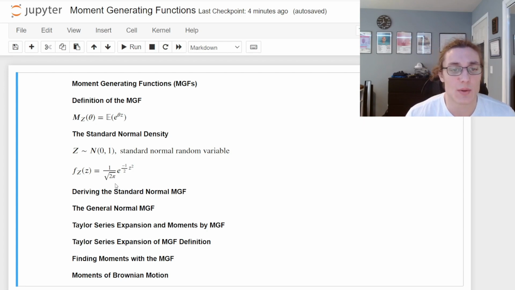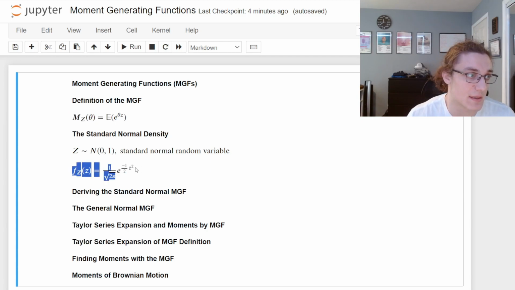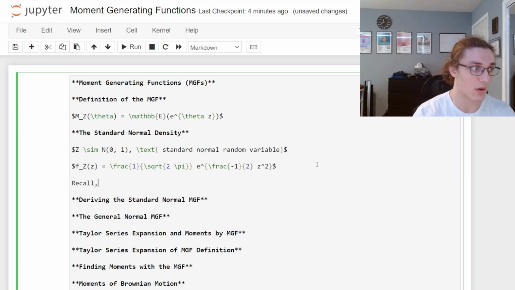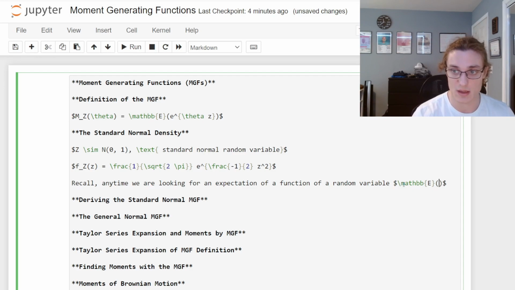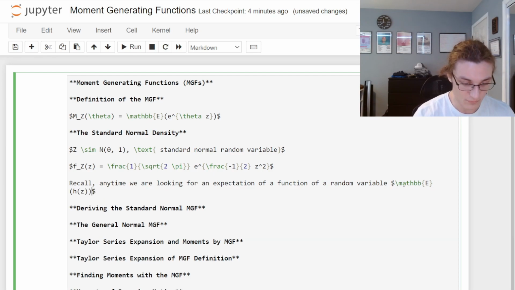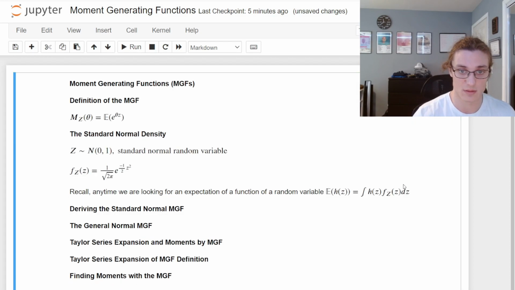All right. So how do we go about finding the moment generating function? Well, we know the definition here, right? And we also have our density function. We know that anytime we're given an expectation, I'm just going to go ahead and put that here. Recall, anytime we are looking for an expectation of a function of a random variable, because at the end of the day, that's all this is. e to the theta Z is a function of random variable Z. Here, we're going to recall that the expectation of h of Z is going to be given by the integral over the support of the function of the random variable times the density function.